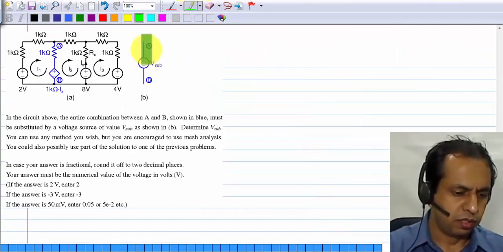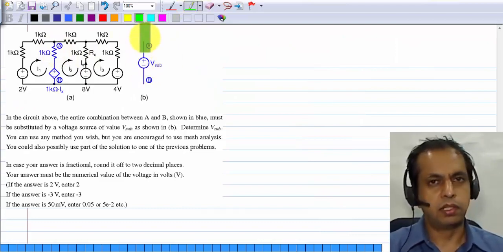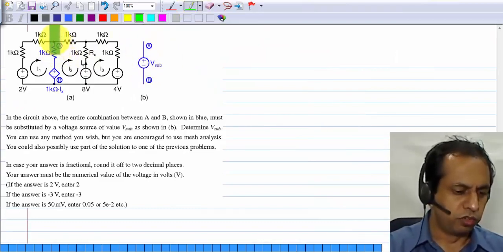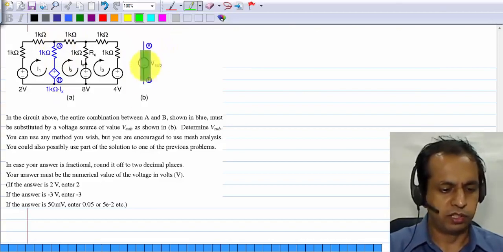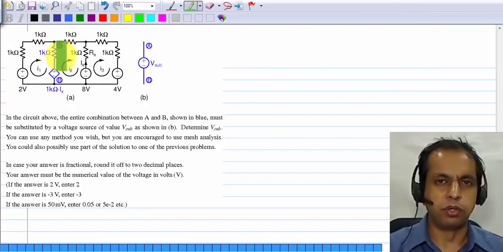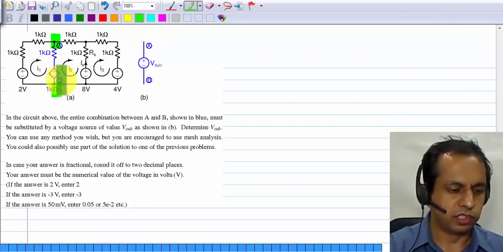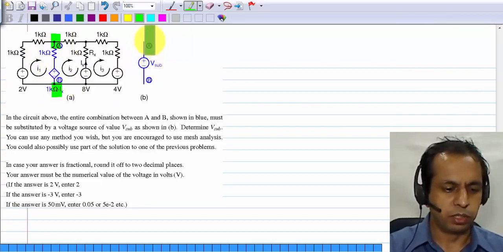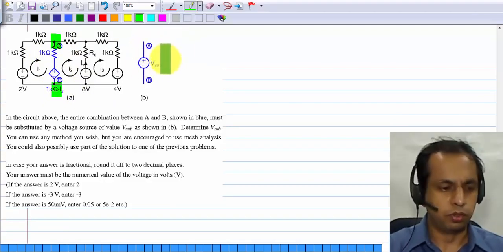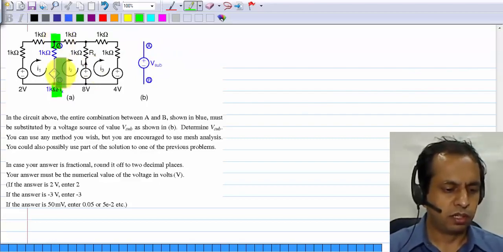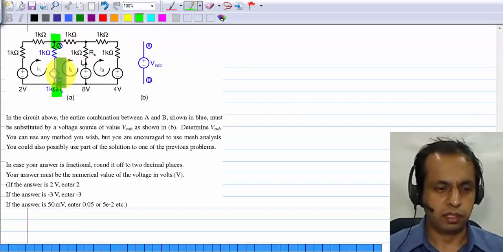The next question is about substitution really. You have to replace this entire branch with a single voltage source. Basically, what you have to do is solve for this circuit, find the voltage that exists between A and B, and replace it with a voltage source of that value. Basically, you have to find the voltage between A and B in this circuit.